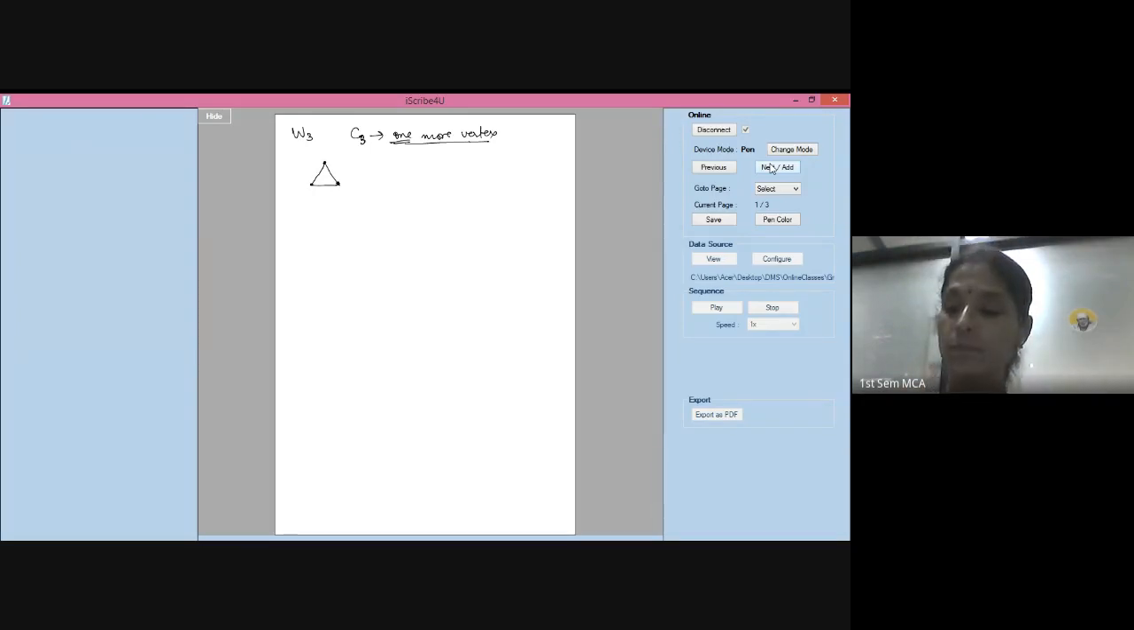This is my C3. To this, I will add one new vertex. This is my new vertex. To this new vertex, I will join all the vertices which are already there. Let me name them ABC. This new one is D. B I have joined. C I will join to D. A I will join to D. So what I get here is nothing but what is called the wheel W3. Are you clear?